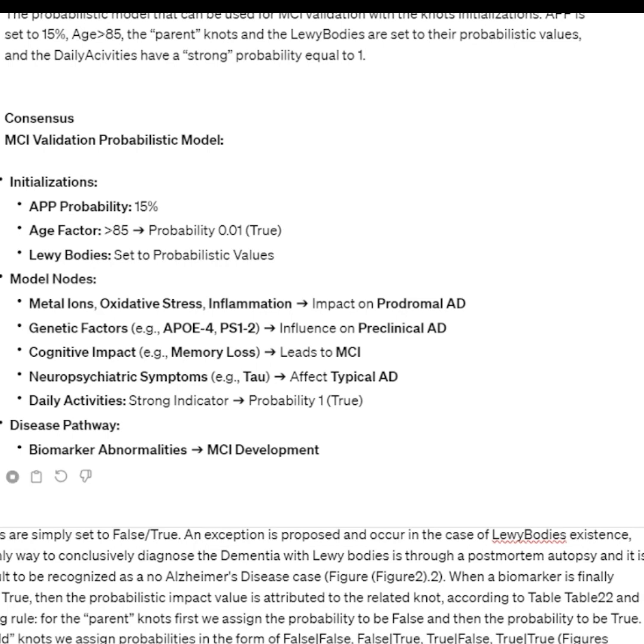MCI validation of the probabilistic model: initializations at probability 15%, age factor 85 with probability 0.01, true. Lewy bodies are set to probabilistic values. Metal ions, oxidative stress, and inflammation impact prodromal AD. Genetic factors, APOE4 and PS1-2, influence preclinical AD. Cognitive impact, for example memory loss, leads to MCI. Neuropsychiatric symptoms, for example tau, affect typical AD. Daily activities are a strong indicator, probability 1, true. Disease pathway: biomarker abnormalities lead to MCI development.